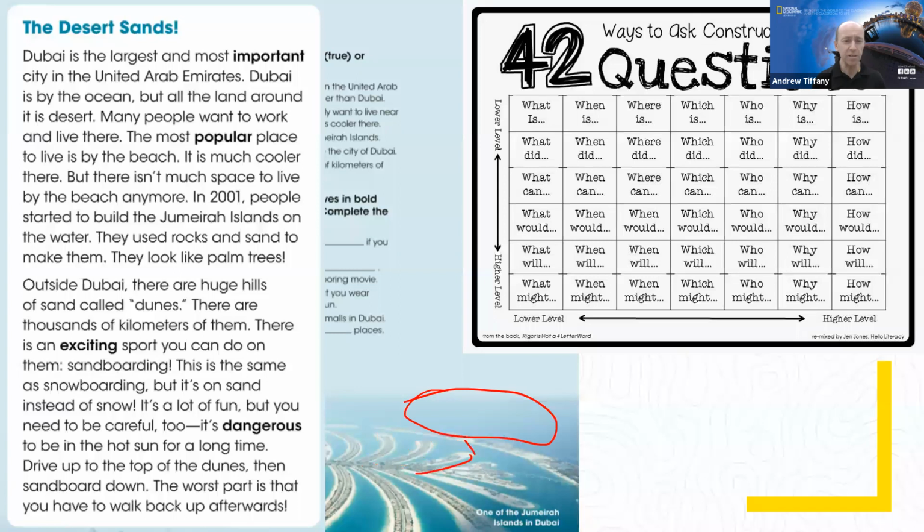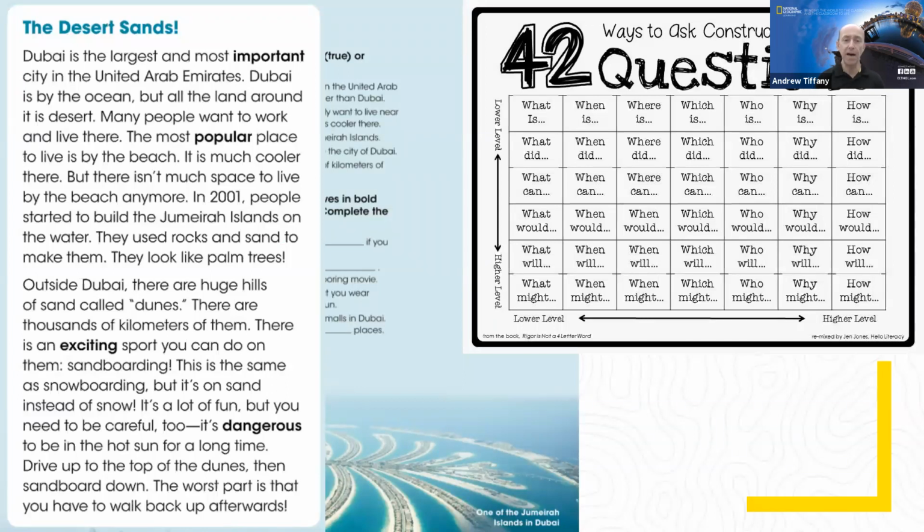How did they make it? What things did they use to make the islands, do you think? It says in here, I think, they used rock and sand, right? Do you think they used anything else? What else do you think they used? If you were going to make an island, what would you use? Rock, sand, and what else would you use, right? And so we can try and get the students to have a little bit of a think about that, right?